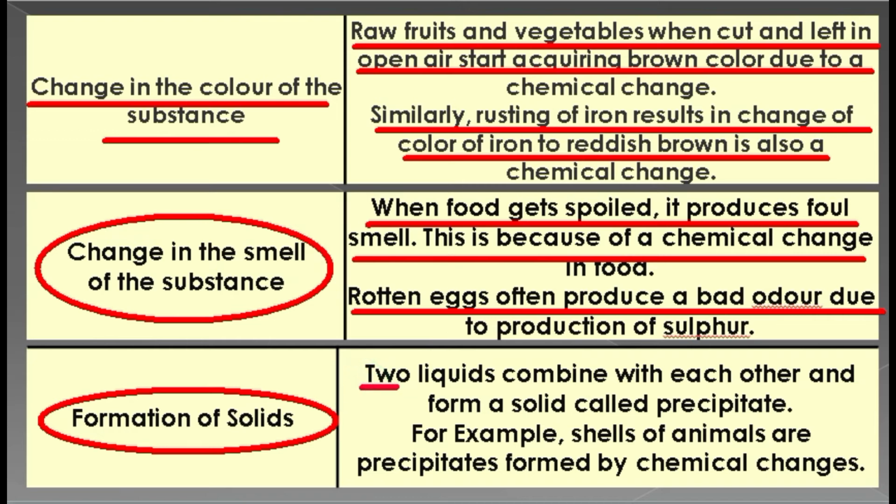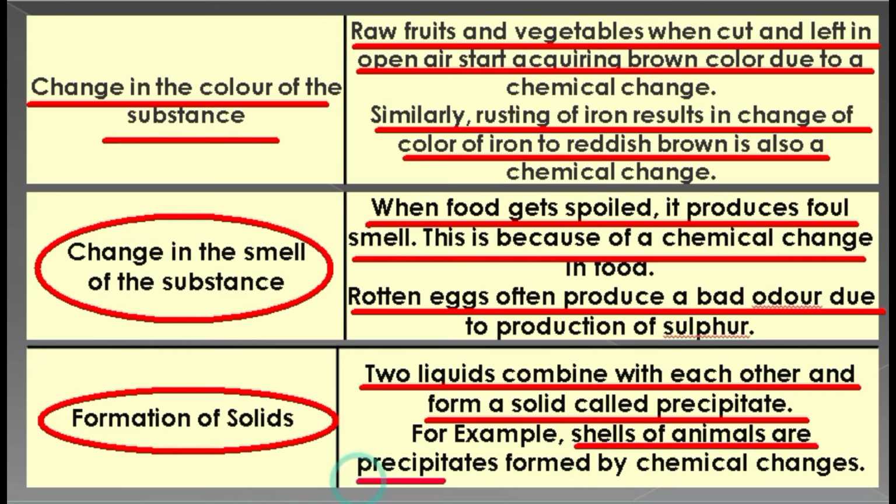Students, as you all know, when two liquids combine with each other, they can form a solid called a precipitate. For example, shells of animals are a precipitate formed by a chemical change. These shells of animals are basically formed by the precipitate of two different kinds of liquids, so it is considered a chemical change.